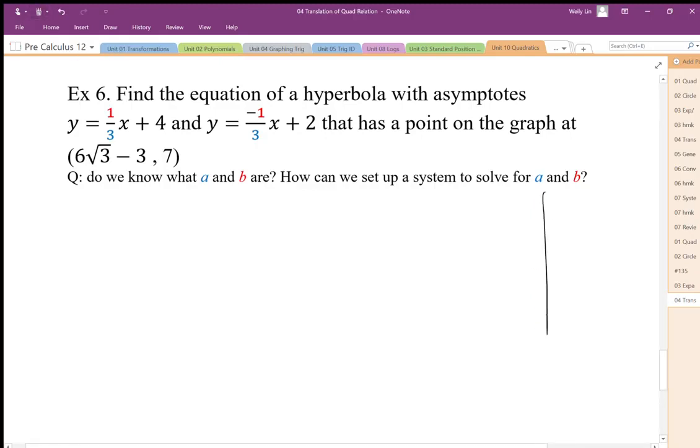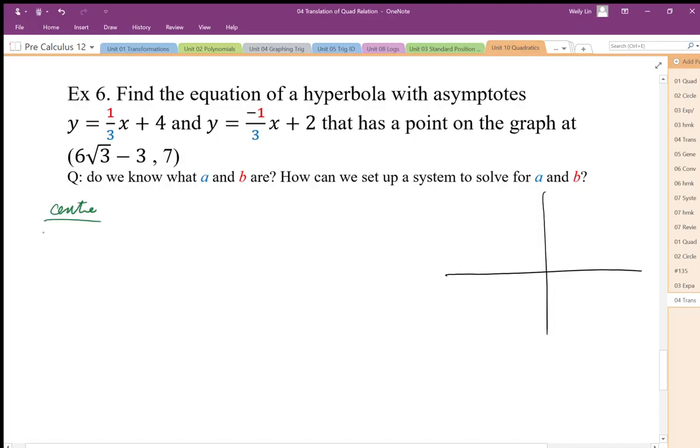The graph has slopes of negative 1/3 and positive 1/3, and it goes through... Maybe we should find the center first. So we're going to find the center. Finding the center, we want to intersect those two lines.